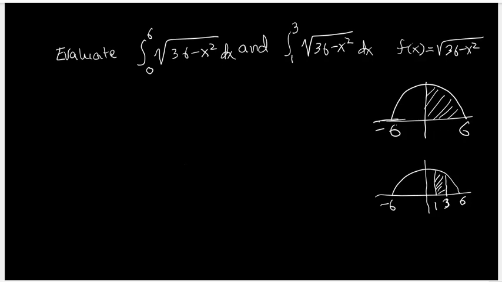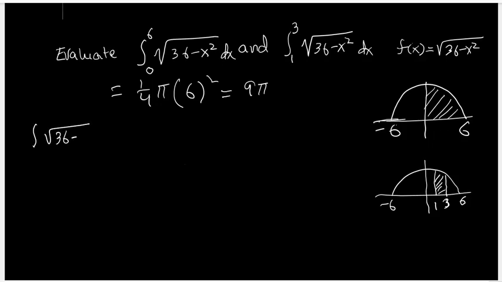From high school geometry, we can easily know that this result is 1/4 pi r squared, where the radius is 6 squared. So that gives you 9 pi, right? But we'll do this one by hand also. So let us look at the integral of the square root of 36 minus x squared dx.